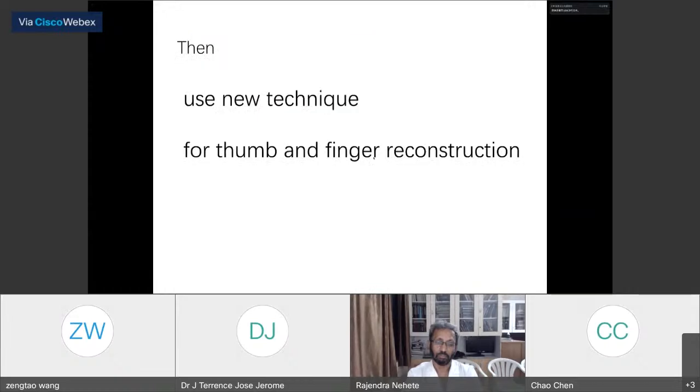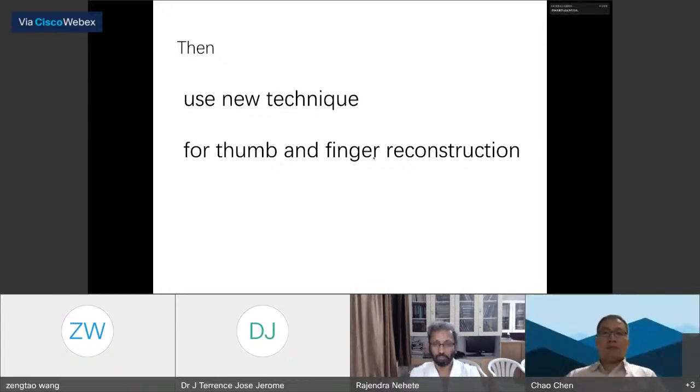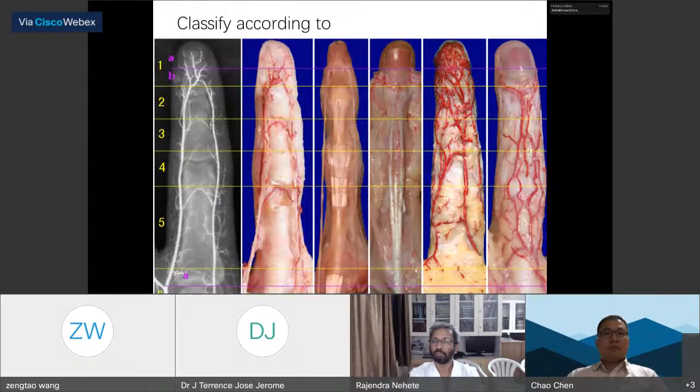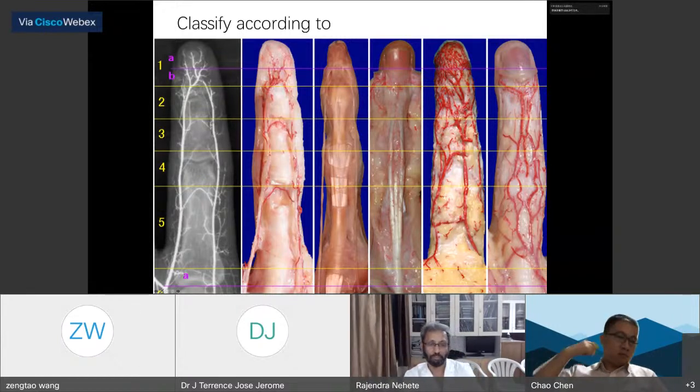Then I know almost every artery and artery branch, and I can transfer tissue from everywhere. I can use the new technique to reconstruct the finger and the thumb. Classify according to anatomy: the artery, bone, and nerve, and then the flexion tendon, extension tendon, and then the volar vein, and then the dorsal vein.